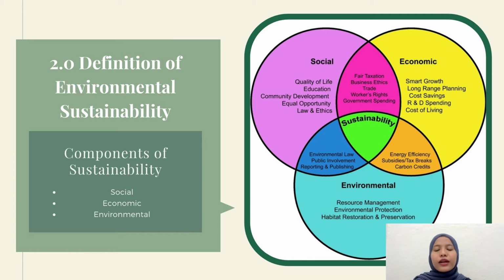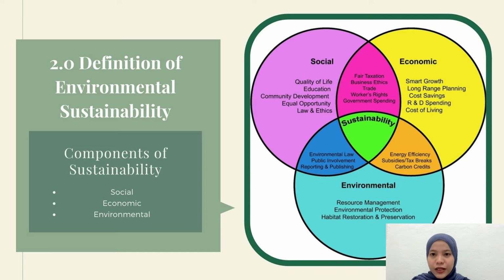Assalamualaikum and hi, I'm Rusdiani Hidayah binti Muhammad Fauzi, metric number 264262, and I will explain about 2.0, which is the definition of environmental sustainability. There are 3 components of sustainability, which are social, economic, and environmental. Here I put a diagram to make it easier for you to understand. Okay, let me explain about this diagram.